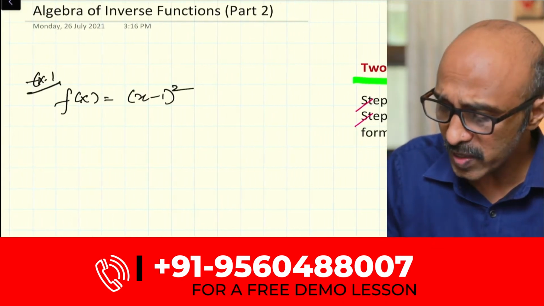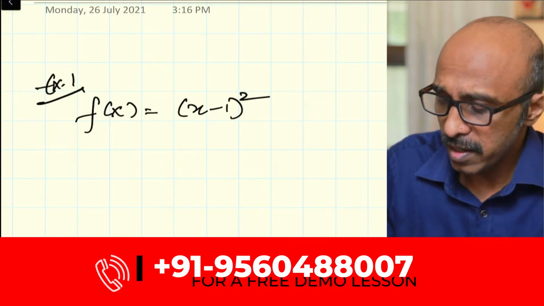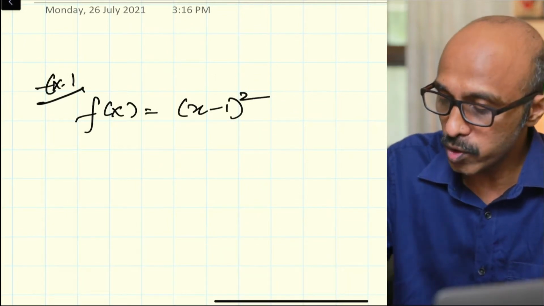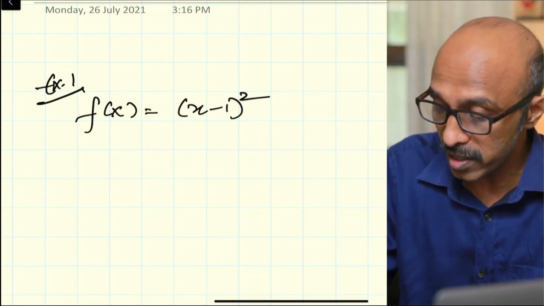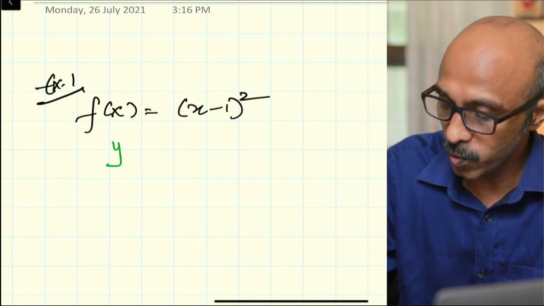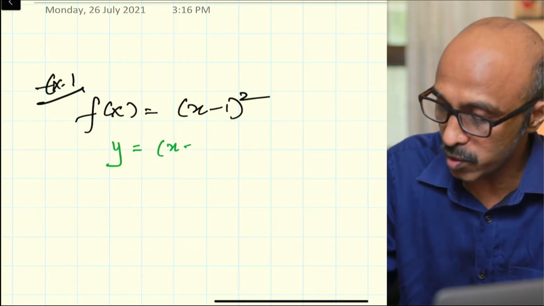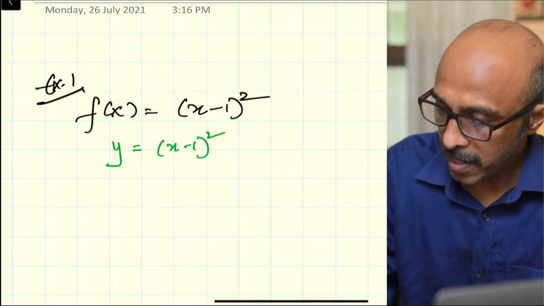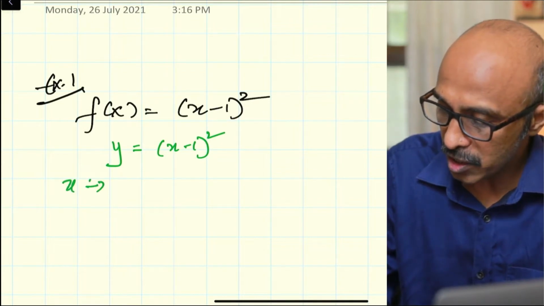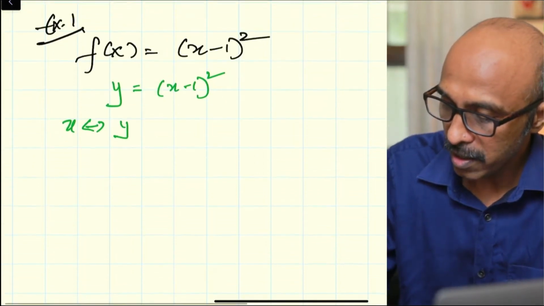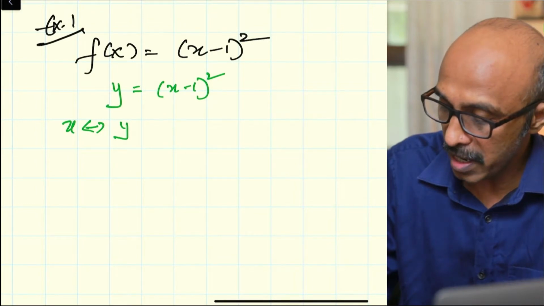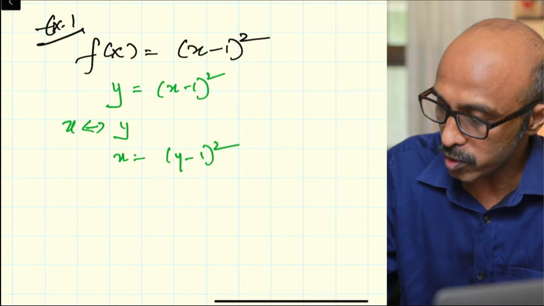Taking a look at the first example, f of x is x minus 1 the whole square. The first thing to do is to identify y as f of x. So we write y is equal to x minus 1 the whole square. Then we interchange x and y, and that makes the equation x is equal to y minus 1 the whole square.